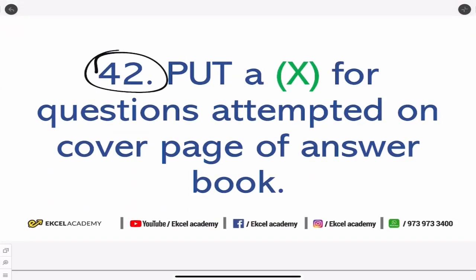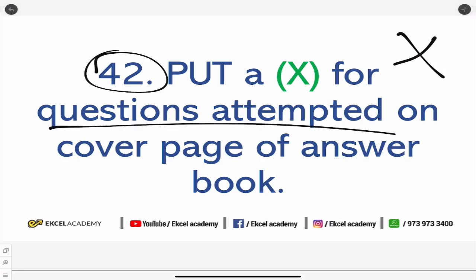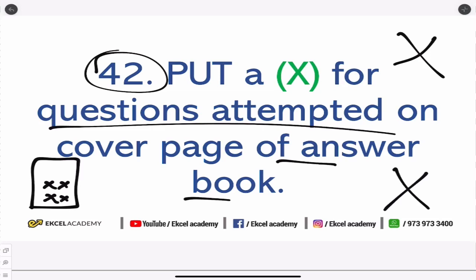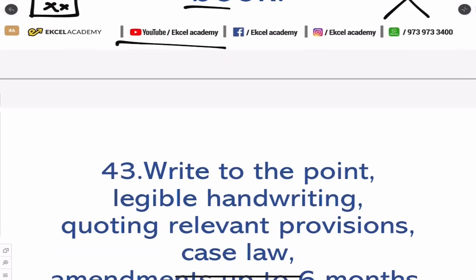Then rule number 42, put a X or a tick mark for questions attempted on the cover page of the answer book. Very important. In the last 1 minute you will forget. On the first page they would have given a space, so you write whichever question you have attempted, put the mark like this. Again there is some space for the examiner. There you should not do.